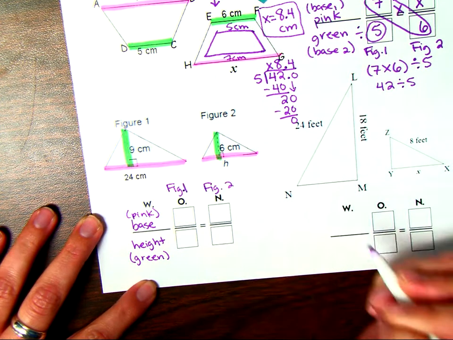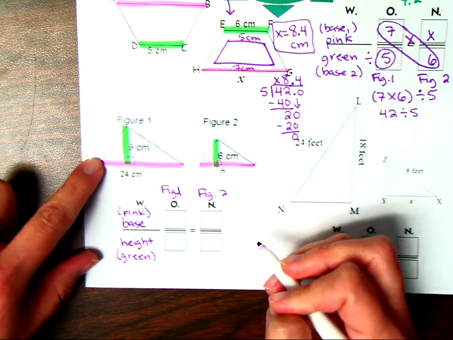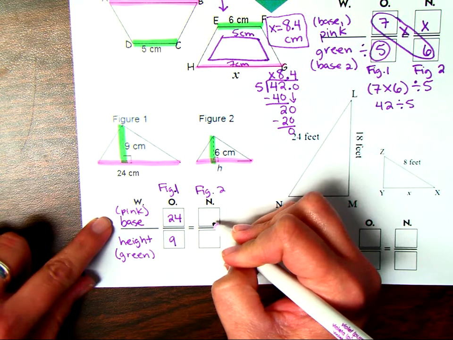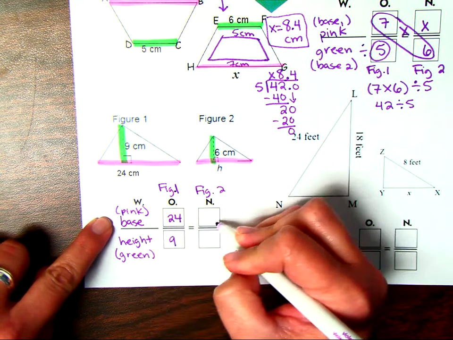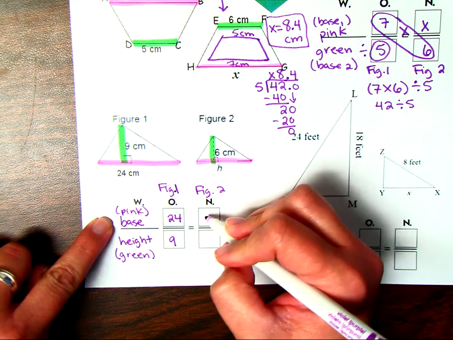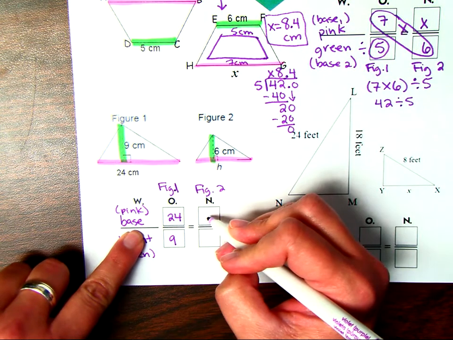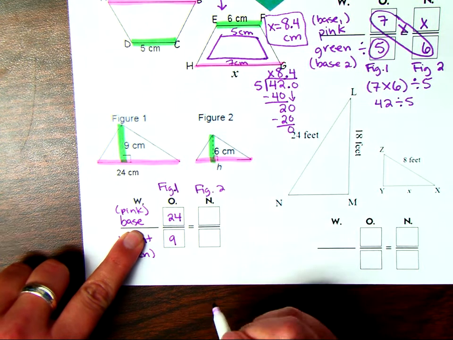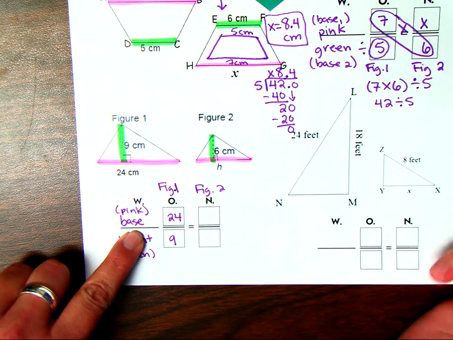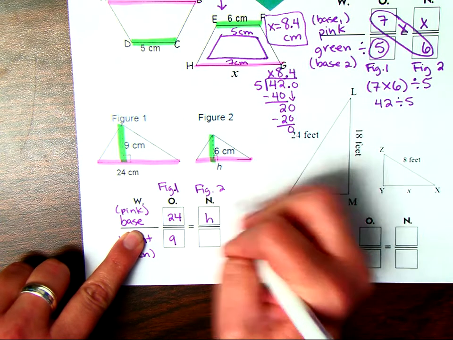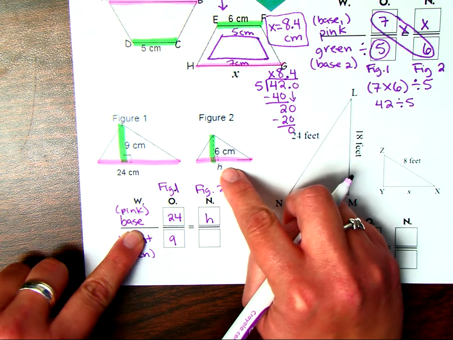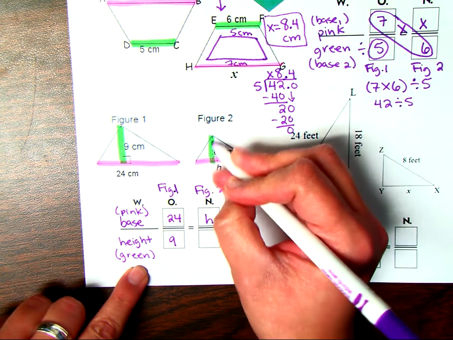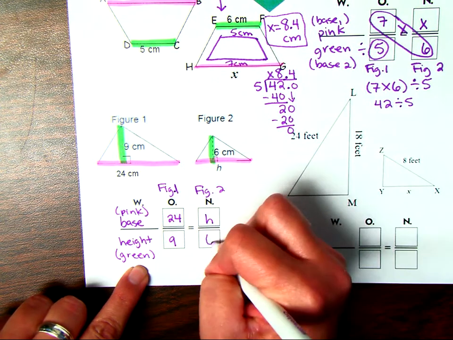So my base right here is 24 to my height of 9. Again, we need to make sure we're labeling with the base. That's why these words are here, to be careful, because if you accidentally put the 6 here, that doesn't represent the base of figure 2, that represents the height of that triangle. So that's why it's really important to use these words to help you out. So they use the letter H for base, which usually we're used to seeing for height, but that's okay, we can use that letter. And then the height is the green, so we got that going.